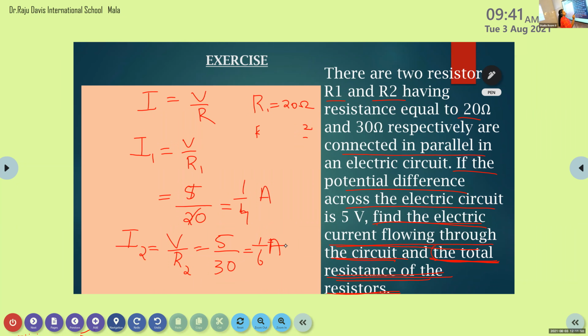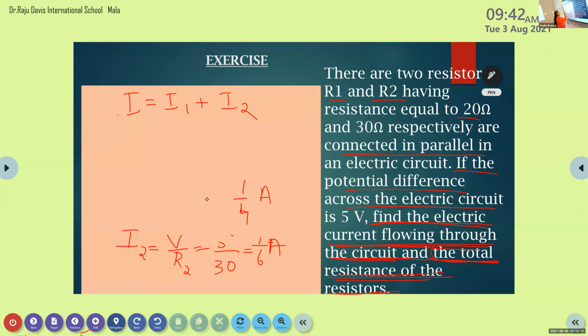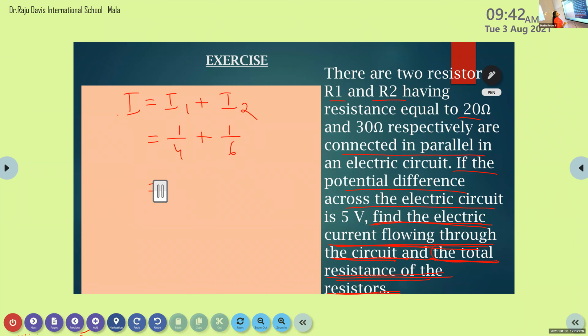So our question is: find the electric current flowing through the circuit, not through the resistor R1 or R2. What is the total current flowing through the circuit? How can we calculate the total current I? I is equal to I1 plus I2. Here I1 is 1 by 4 plus I2 is 1 by 6.